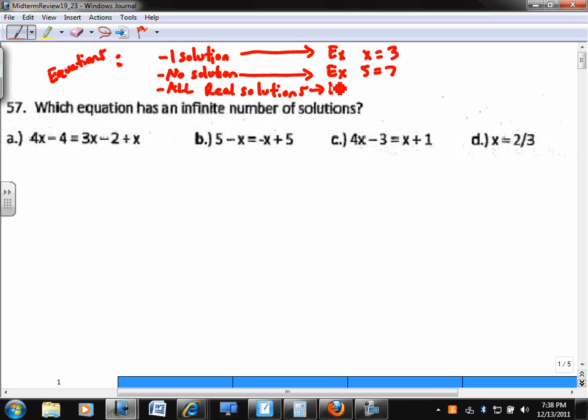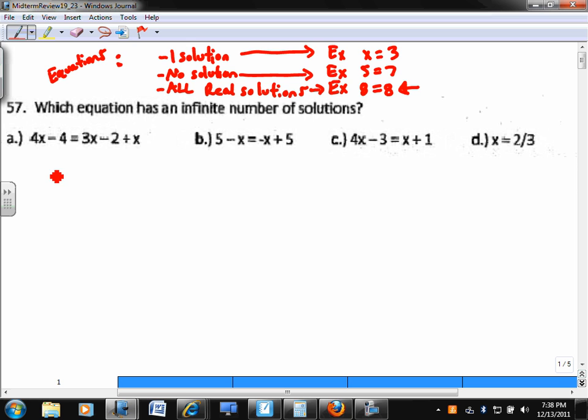All real solutions would be when we have a number equal to itself. Any number equal to itself. Doesn't matter what the number is. As long as that number is set equal to itself, it's always going to be true. The values of any variables have no effect. It's always going to be true. Well, all real solutions, that's an infinite number of solutions. So this is what we want. We want to find which equation has a number equal to another number.